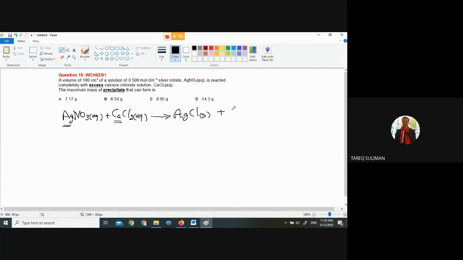The other product is Ca(NO3)2. Then we go to the balancing of this equation. We have 2 Cl, so we multiply by 2 here, then by 2, and it is now balanced. We always start the calculation: I need the mass of AgCl. We start the calculation how? So start by calculating what?